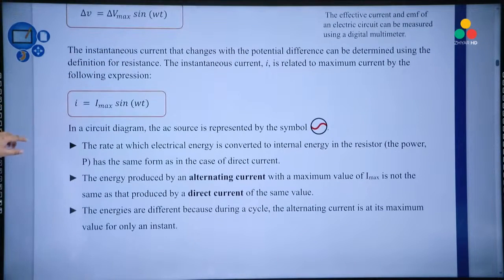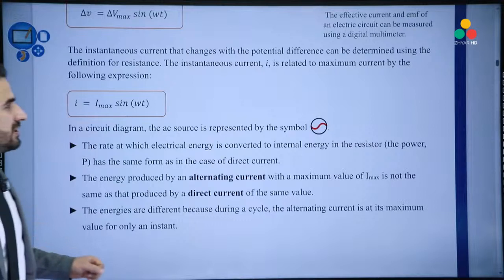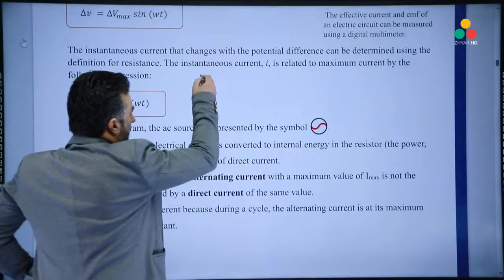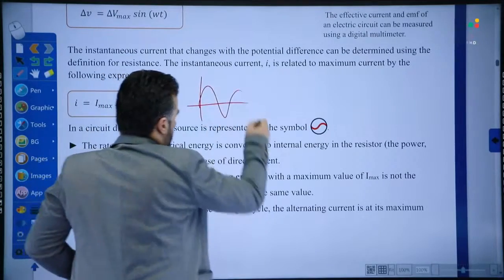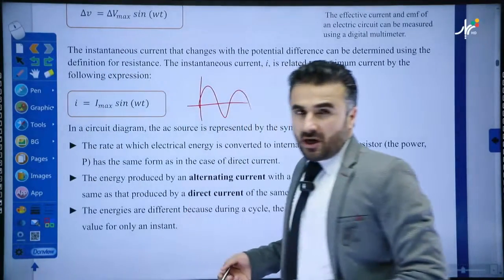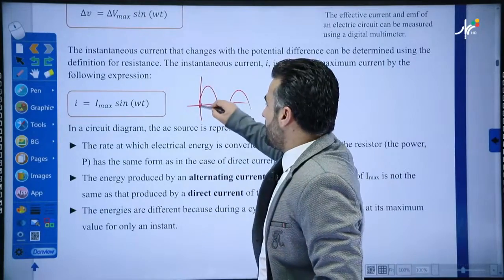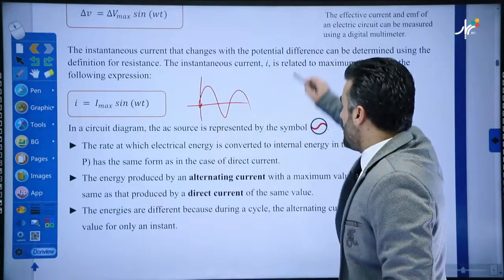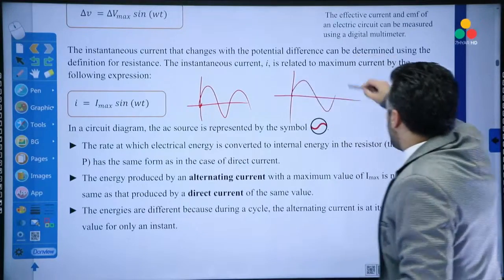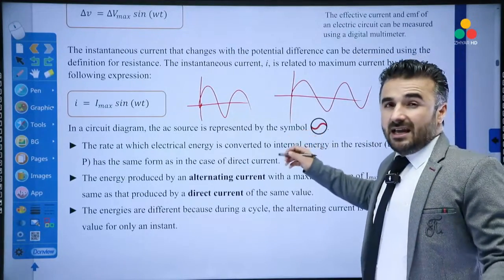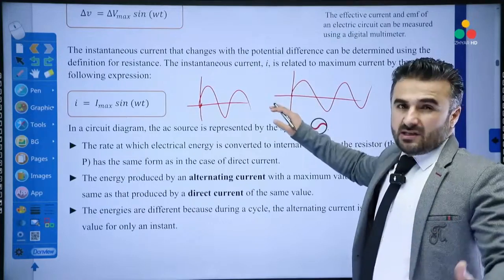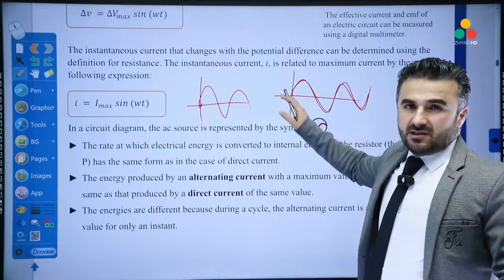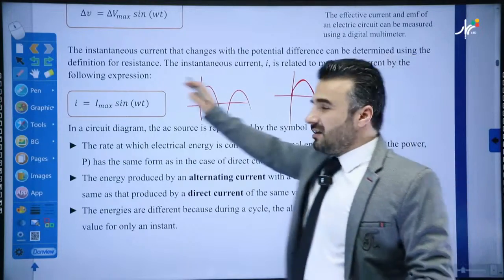Now the instantaneous current that changes with the potential difference can be determined. Once the voltage is changing, that leads to a change in current as well. When the voltage is 0, the current is also 0. So the current that is induced will also be sinusoidal, and this diagram represents the instantaneous current.